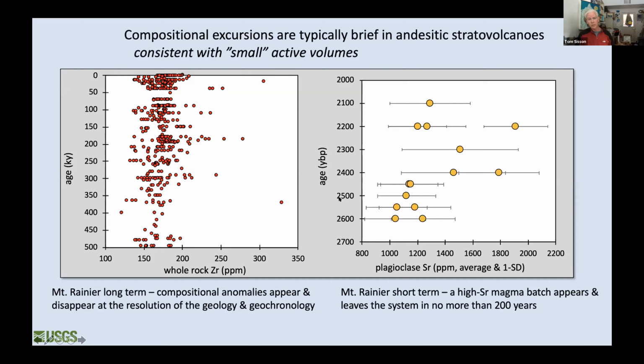And on the right, here's much finer. This is actually years before present, and it's constrained by both carbon-14 and paleomag. And this is the strontium concentration in plagioclase measured by electron microprobe. And what you see is that there's an excursion to high strontium and then a reversion back to normal strontium for Mount Rainier. And it's only on the order of about 200 years or perhaps less. And this is backed up by whole rock geochemistry as well that shows this high strontium and then reversion to normal strontium. And that's consistent with the active portions of the system being relatively small.